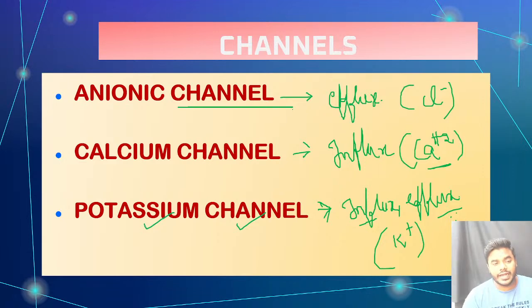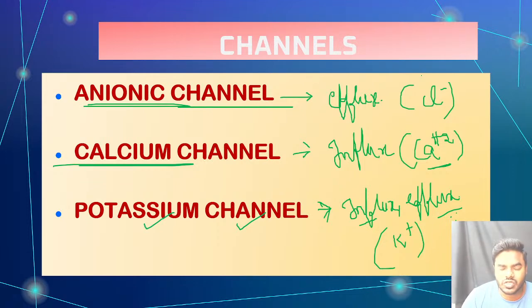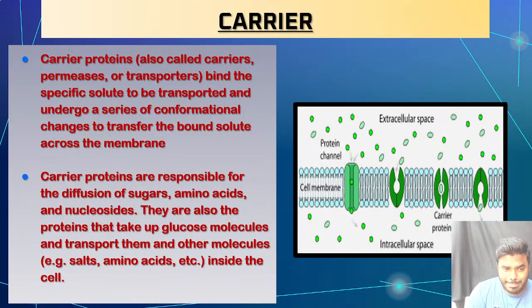If calcium wants to come only inside, what do we require? We require the calcium channel. And the next one, the anionic channel. If anions, especially chlorine, want to enter or exit, they will use this particular channel. Don't forget that. Next one, carriers.